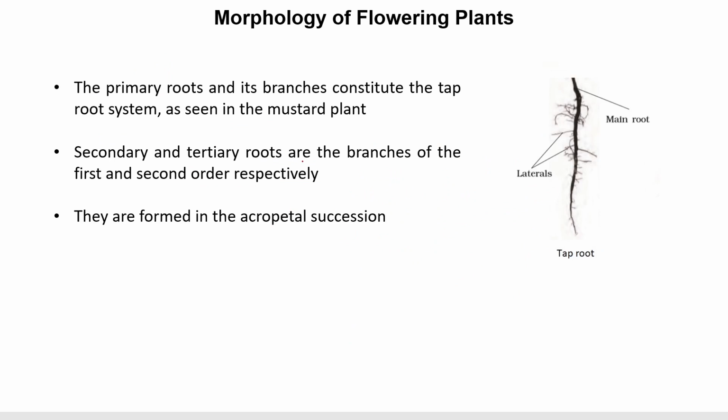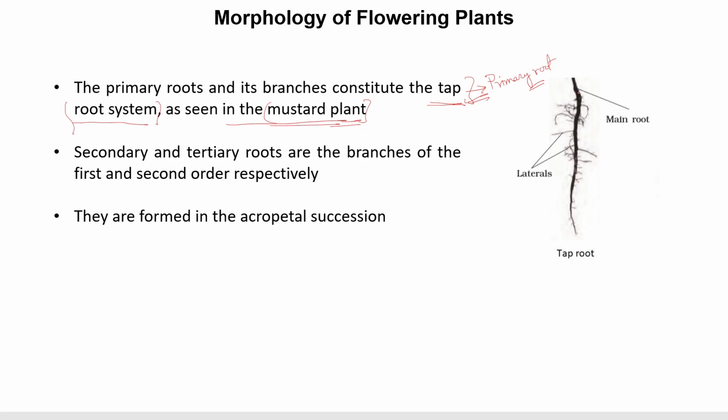The primary roots and its branches constitute the taproot system. Now, it forms a system. When we talk about dicotyledonous plants, then it forms a particular system of root, and that is called the taproot system. Very important, and is seen in the mustard plant. This is an example of a dicotyledonous plant which is showing the taproot system. And this taproot is always primary roots. It is always a primary root.